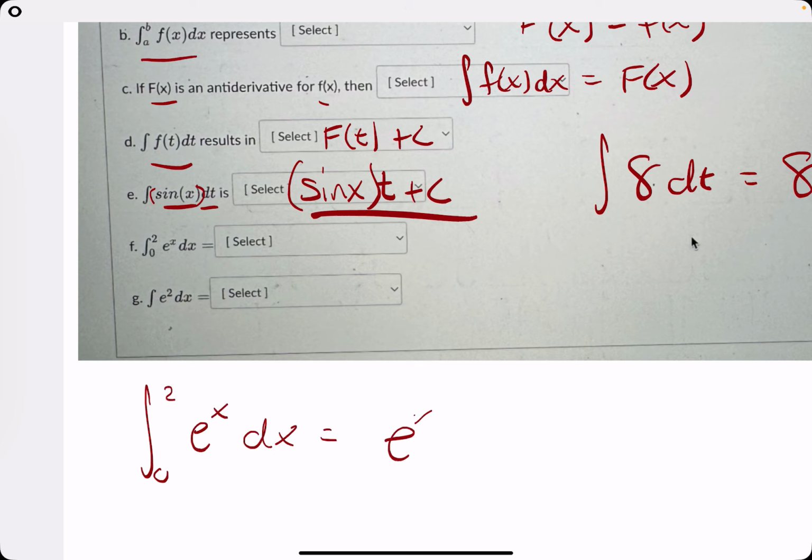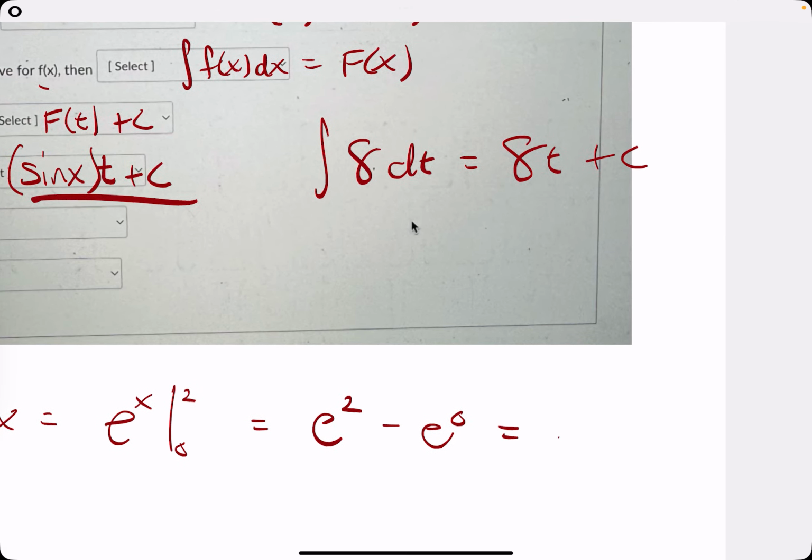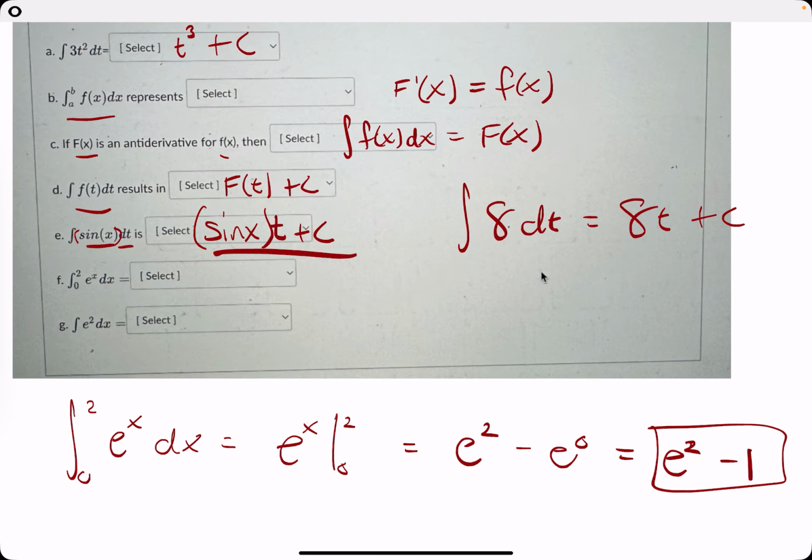Integral of e to the x is e to the x. We evaluate from 0 to 2. We get e to the 2 minus e to the 0. That would be e to the 2 minus 1.